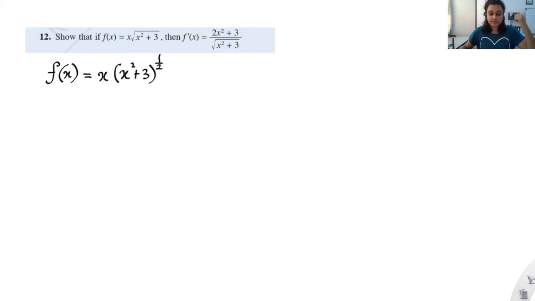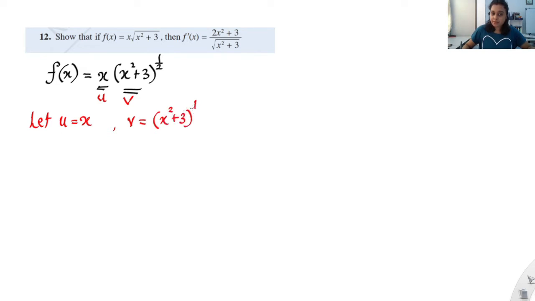Now remember, always and always, like even in the previous videos, if you have an expression outside and then another inside a bracket with a power, that means you have two different equations. In this case we are going to use the product rule, so this is going to be our u and this is going to be our v, because the product rule must use u and v. So we let u equal x, and v equal x squared plus 3 to the power of 1 over 2.